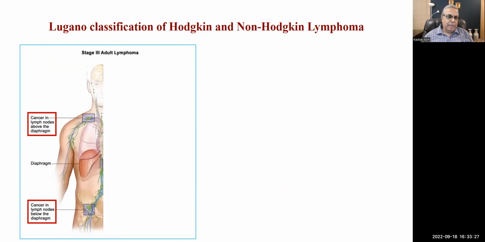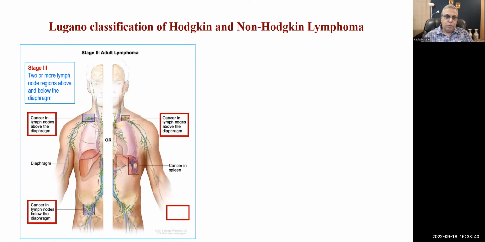Now, stage 3 is on 2 sides. You know, one is above the diaphragm and one is below the diaphragm. Or you see stage 3, 2 or more lymph node regions above and below the diaphragm. So both of them should be present, or there is lymph node involvement above the diaphragm and spleen involvement below the diaphragm. Again, it is above and below the diaphragm. So we call it stage 3. And again, it could be 3E. And if it is spleen, we will call it stage 3S, which means spleen is involved.